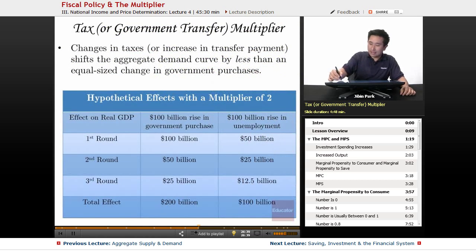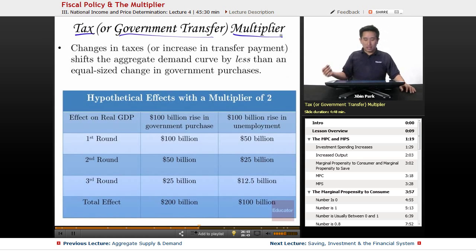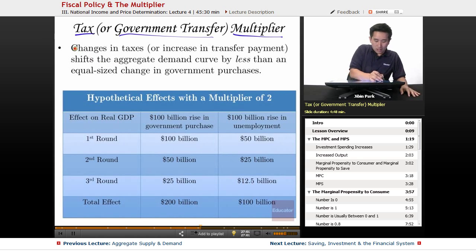So let's take a look at this tax or government multiplier. So the tax or government transfer multiplier here, and then we'll compare that to the spending multiplier, which we've gone over. And again, there's a formula that's relevant to the tax or government transfer multiplier, and there's the spending multiplier here. So basically what's going on here, changes in taxes or increase in tax repayments.